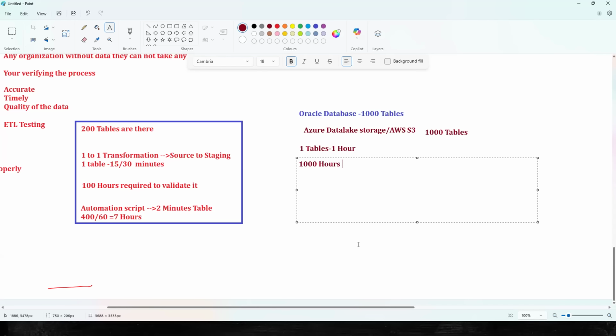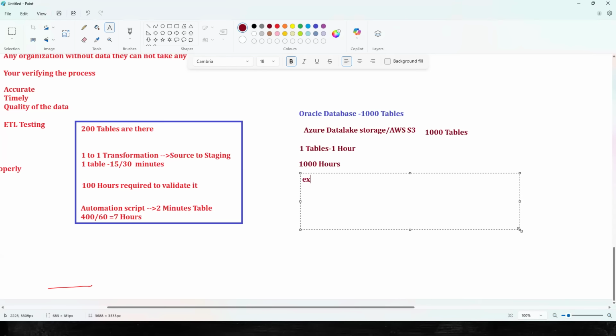Help me out. Whatever figures I'm giving, I'm giving them randomly here. If it is 1,000 hours, think of it. If you do not have automation, what you have to do? First, you have to extract the data.